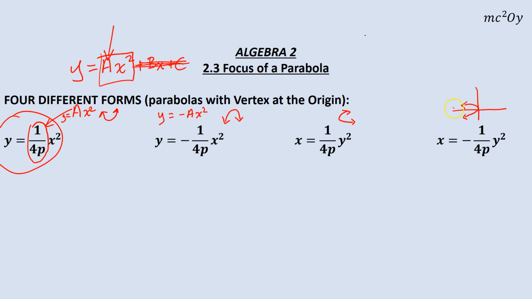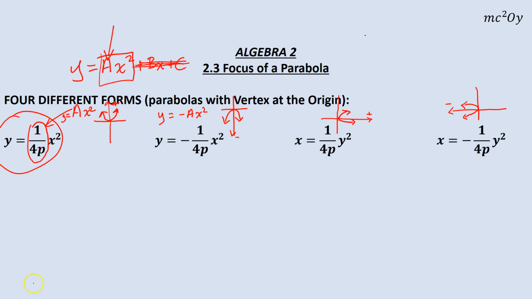Okay, it's opening towards the negative end of x. Whereas think of an xy axis. This is opening towards the positive end of x. Okay, this one, xy axis, is opening to the negative end of y. And this one's opening to the positive end of y. Okay, so that's what we're dealing with here.